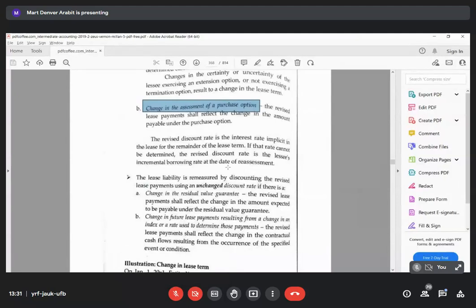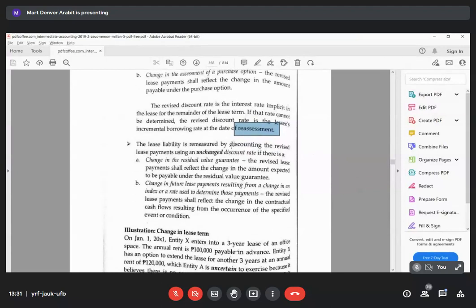Okay. So, ang sabi nito, if hindi raw determinable yung implicit rate for the remainder of the lease, so the revised discount rate is the lessee's incremental borrowing rate at the date of reassessment, not at the date of the commencement. Okay? So, kung hindi raw given yung implicit rate at the time of reassessment, so we will use yung incremental rate at the time of reassessment as well. Okay? Malilito date of reassessment and not the date of commencement of the lease.